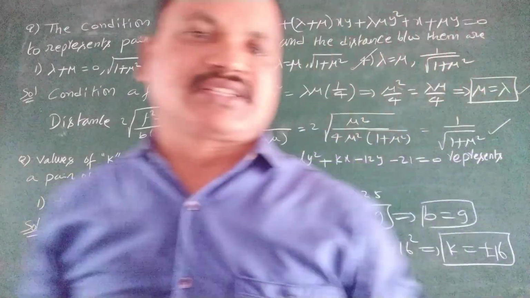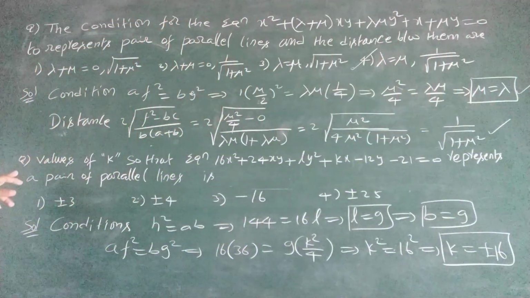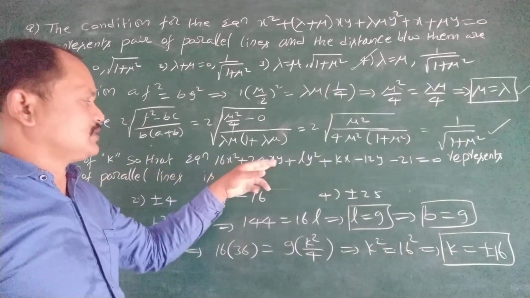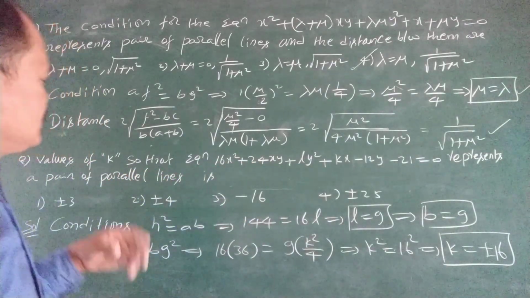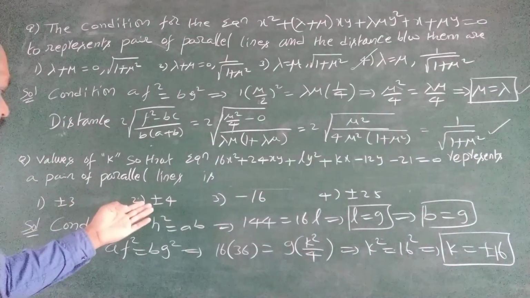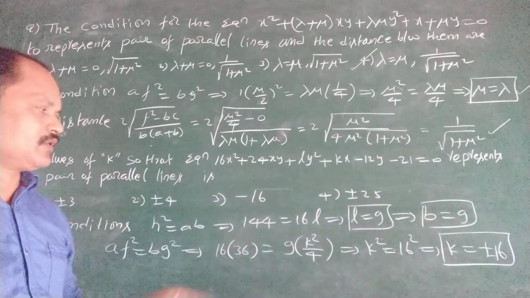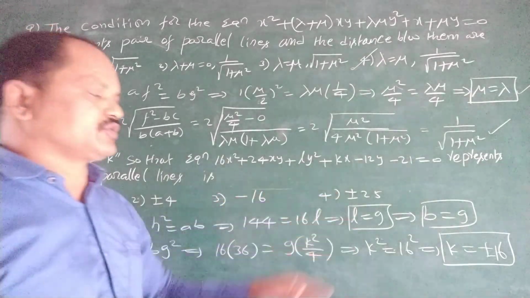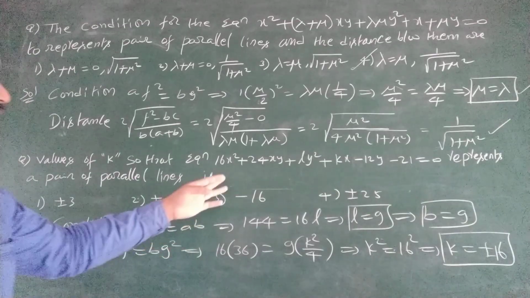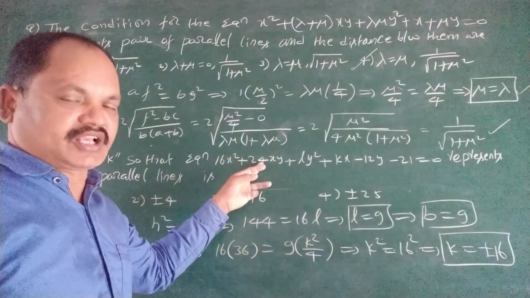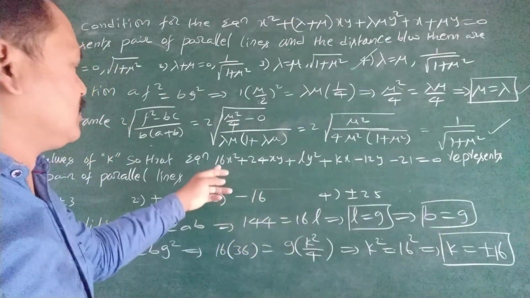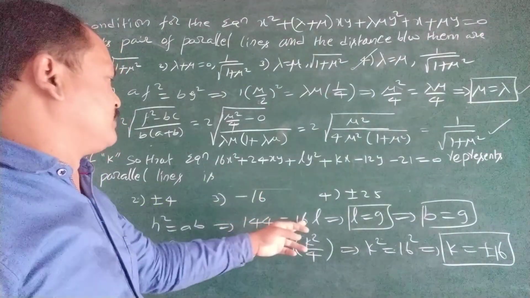Fourth option is correct. Now we are going to the next question, that is the values of k so that the given equation represents a pair of parallel lines. The first option plus or minus 3, second option plus or minus 4, third minus 16, and plus or minus 25. Now the condition is h square is equal to ab. According to that condition, h is half of the xy coefficient, 12 square 144, and h square is equal to ab.